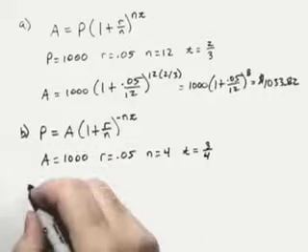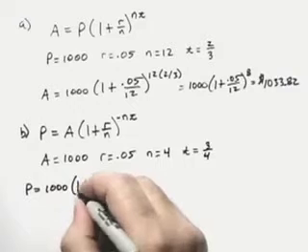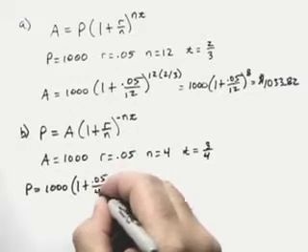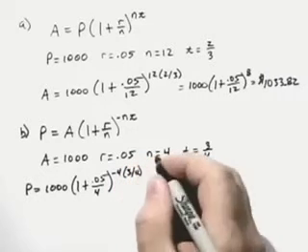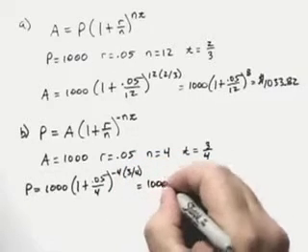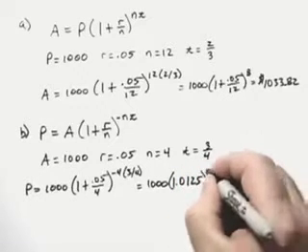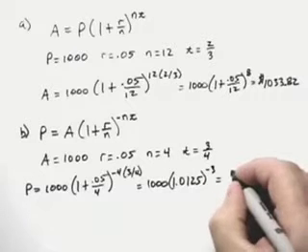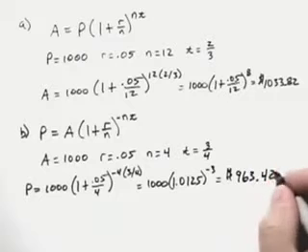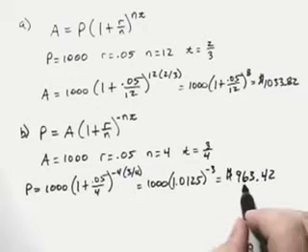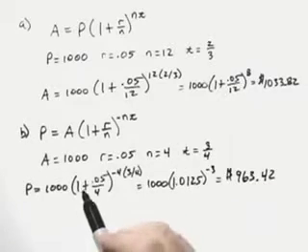Plug these values into our formula. P is equal to 1,000 times 1 plus 0.05 over 4 raised to the negative 4 times 3/4 power. So that'll be 1,000 times 1.0125 raised to the negative 3rd power, which is equal to $963.42. So if we invest $963.42 right now, in 9 months we will have $1,000.